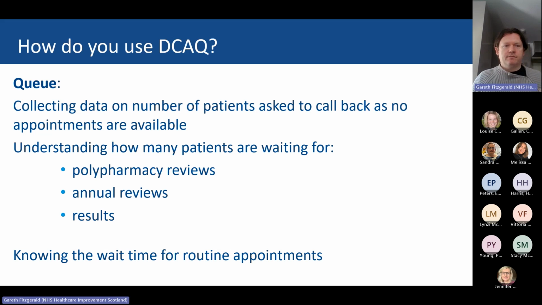And then lastly, our queue. And I mentioned previously, it can be difficult sometimes where that unmet need could be seen as invisible or hard to see. There will be some that you can collect. The first one there, data on the number of patients being asked to call back as no appointments are available. Understanding patients waiting for polypharmacy reviews, waiting on results, knowing how long they need to wait for a routine appointment. All of that can give us information on the queue.